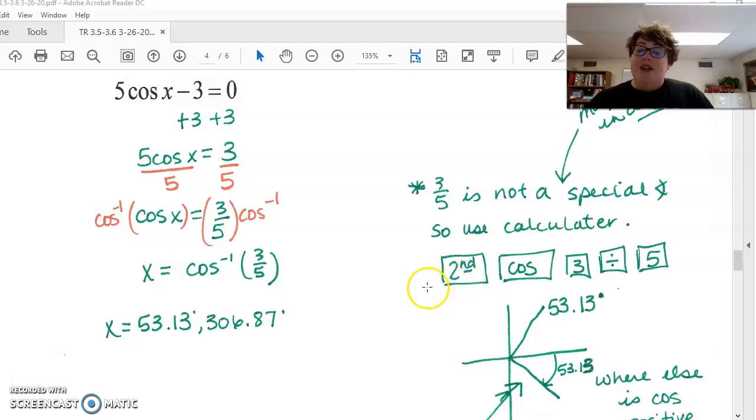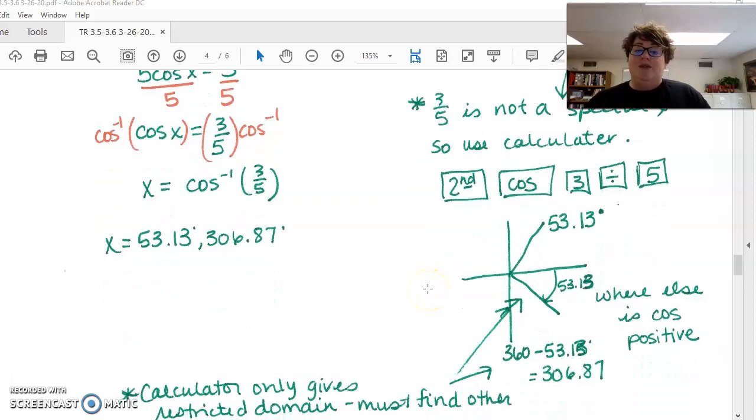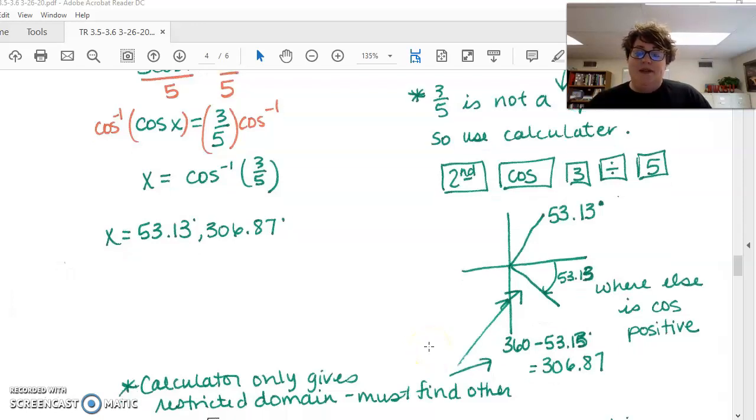Now, again, your calculator only gives you your restricted domain. So that means that we've got to find both places. So we want to know where is cosine positive. It's positive in the first and the fourth quadrant. So we have a 53.13 degree angle in the first quadrant and the fourth quadrant. So to find the one in the fourth quadrant, you want to subtract from 360, and that's where the 306.87 is coming from. So you have those two spots.